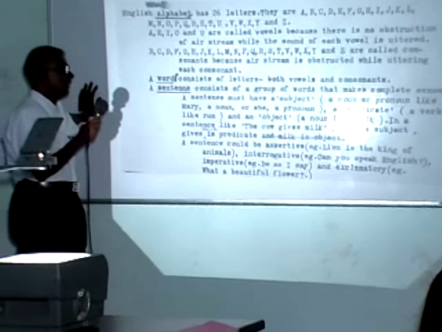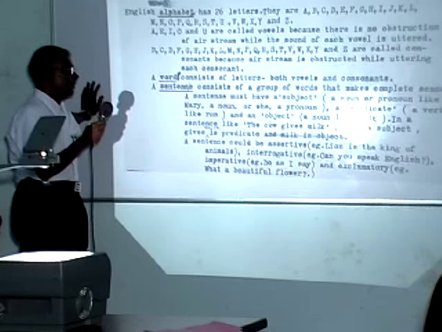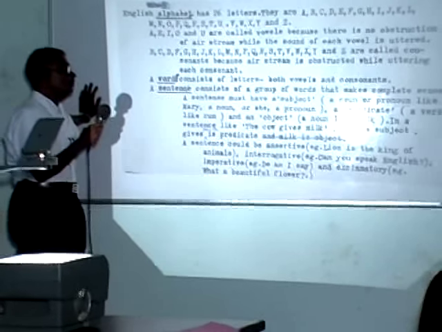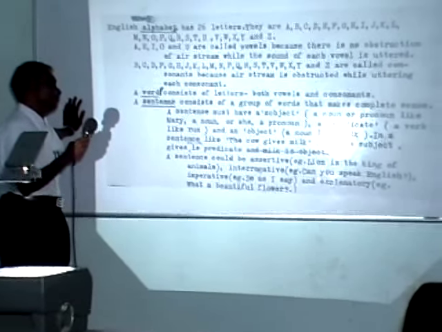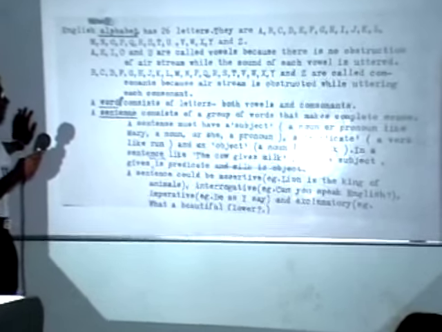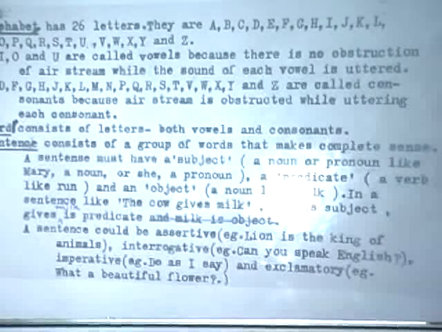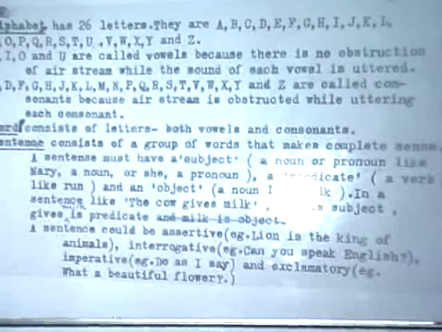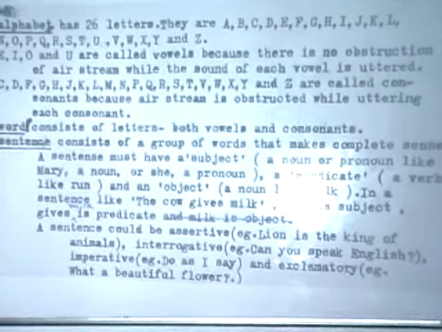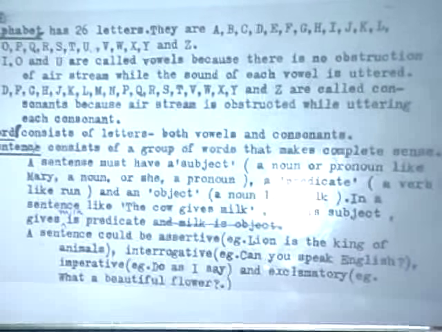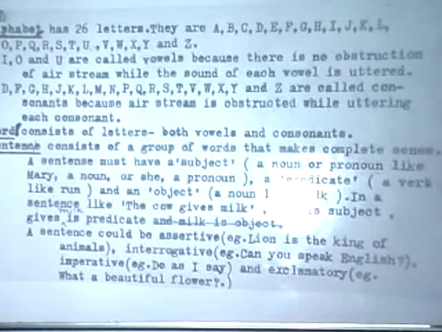A sentence must have a subject, which could be a noun, like Mary, or a pronoun, like she. Then a predicate, which is a verb like run, and an object, like for instance milk. In a sentence like "The cow gives milk," for example, cow is the subject and gives milk is the predicate.